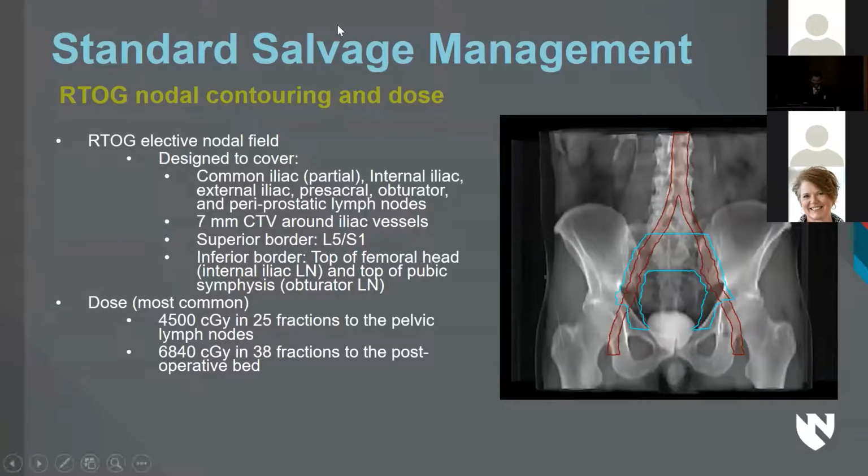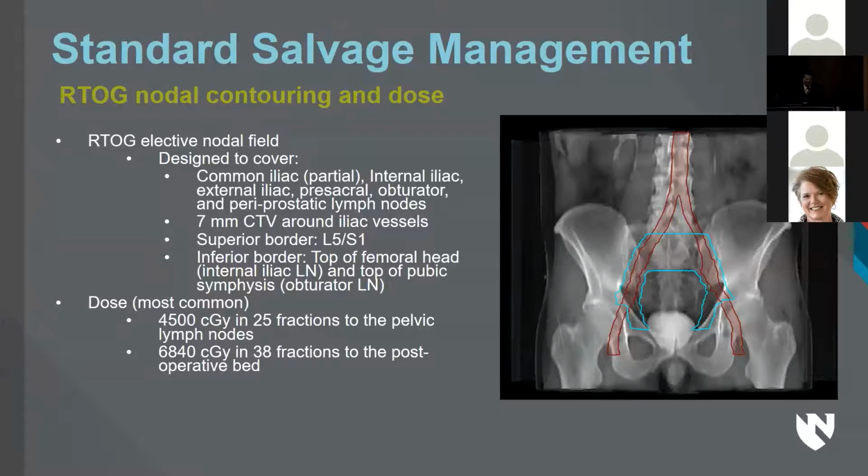And so this represents where the vessels are, and then in cyan is the radiation field specific to the nodal coverage. The most common doses we use here are 4,500 centigray in 25 fractions to the pelvic lymph nodes.